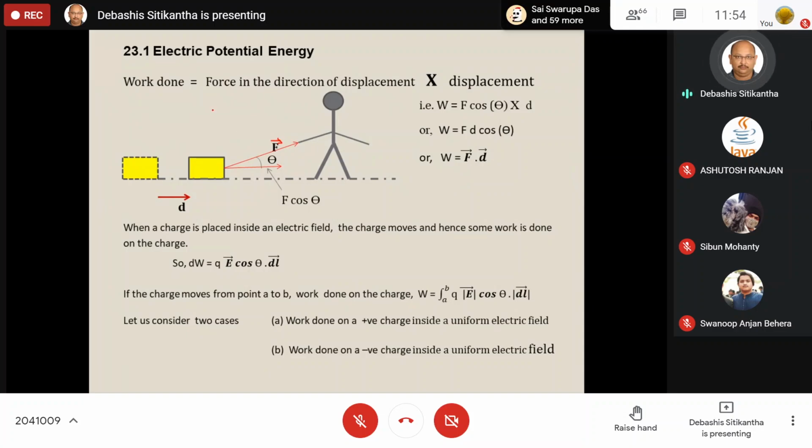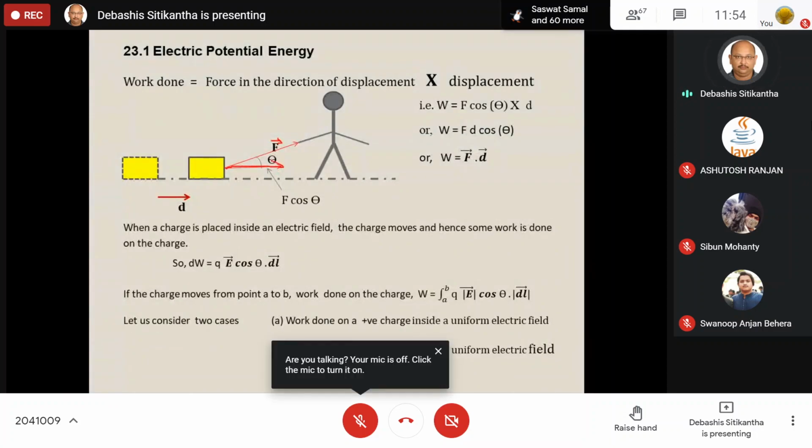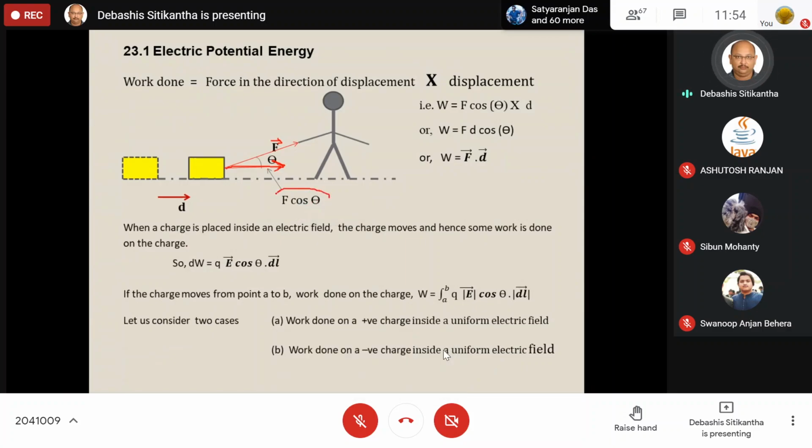So over here, work done is not equal to the F vector modulus into the distance that the box has covered. Rather, we take the component of the force in the direction of displacement. Obviously, this is the component of the force along the direction of the displacement. So this is F cos theta, multiplied with your displacement, that is your d vector over here.